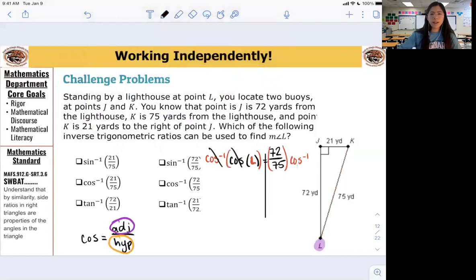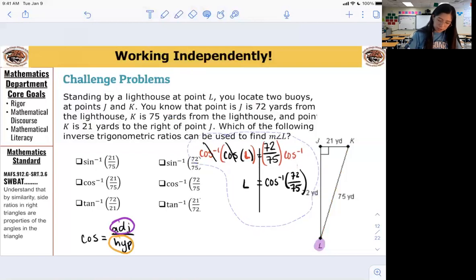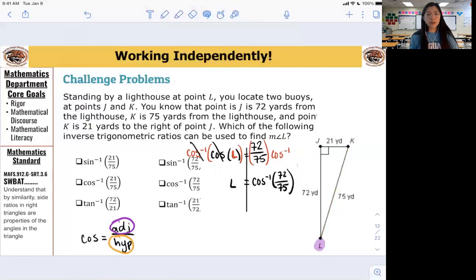So when you take the inverse cosine of both sides, it cancels out the cosine. And now what am I left with on the left side? If my cosines have canceled out, what's the only thing that's left? L. Yeah. So L is alone. And on the right side, I have the inverse cosine of 72 over 75. So at the end, that's one of my answer choices, because in order to find L, I need to take the inverse cosine of 72 over 75. So do we see that? Yes, I see it.